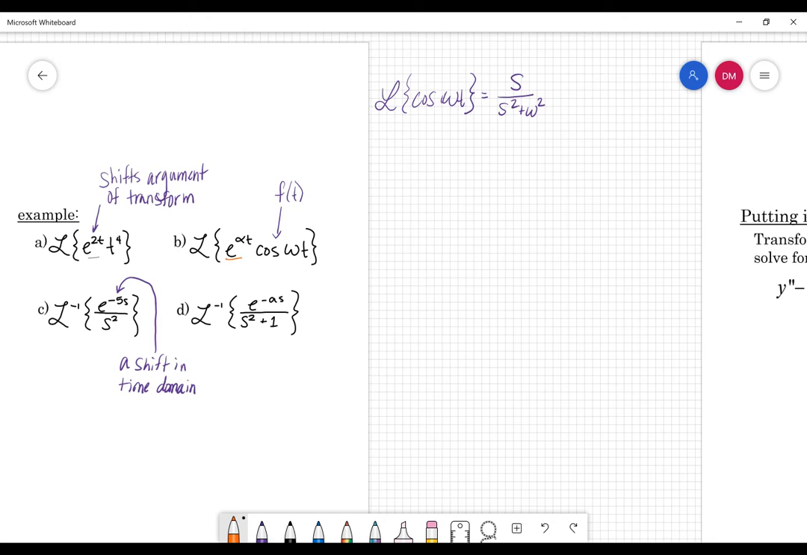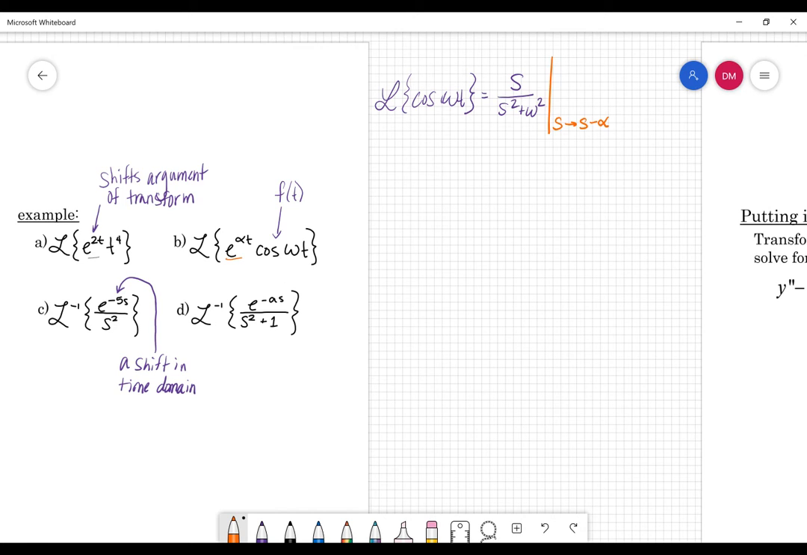What we do have to worry about is bringing this e to the alpha t back in. So if we remember from yesterday, we were talking about how when we have an e to the alpha t, this shifts the argument of our transform function. So this right here, if we were just doing cosine of omega t, would be our transform function. But what this e to the alpha t does is it takes our argument from s onto s minus alpha.